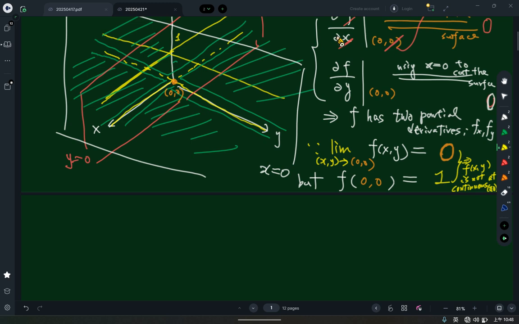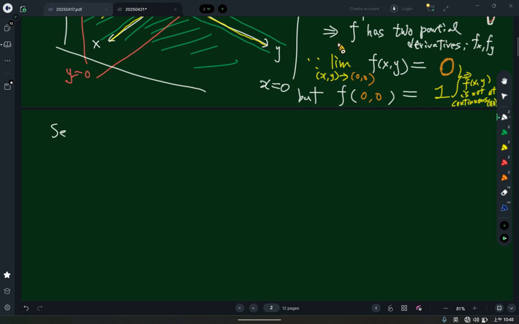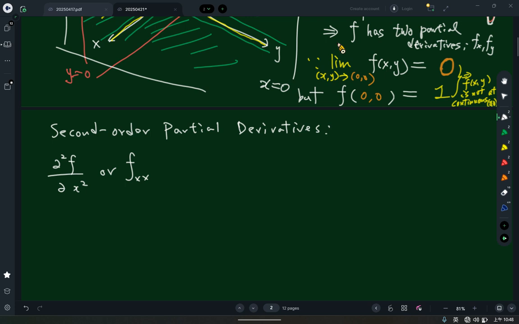Okay, so this is the first part. Then we can just move to this. If we want to calculate the second order partial derivatives, normally we will use this notation or f_xx to denote this one. This is the second order partial derivative with respect to x. Okay? In this case, it's easy, right?